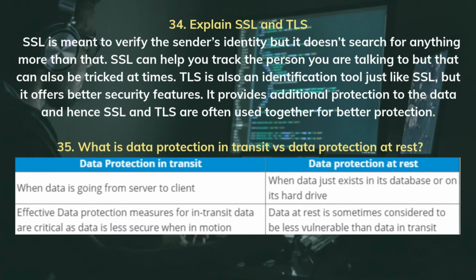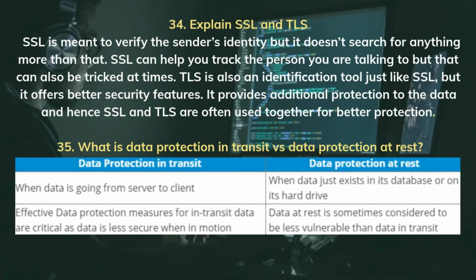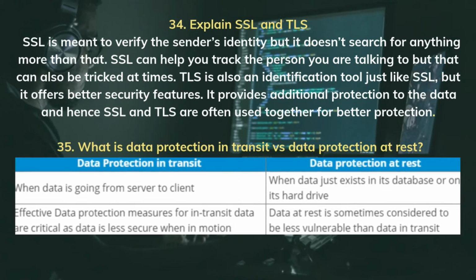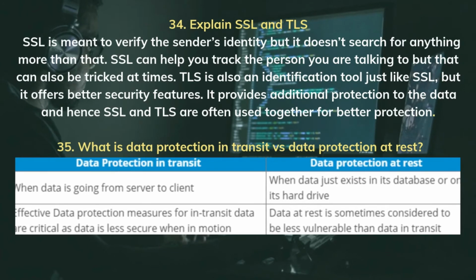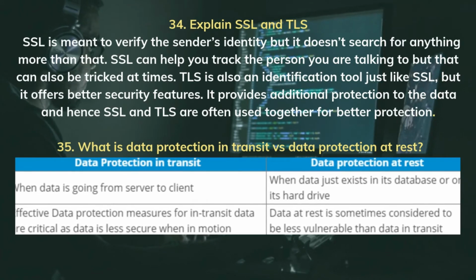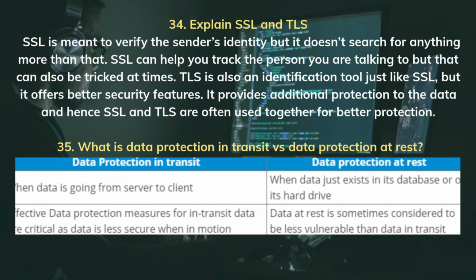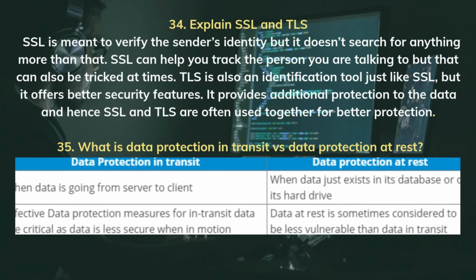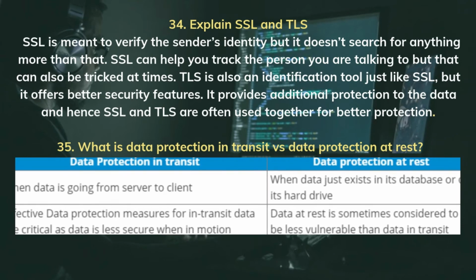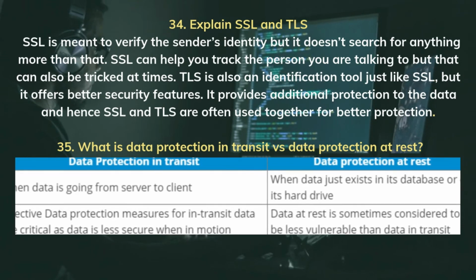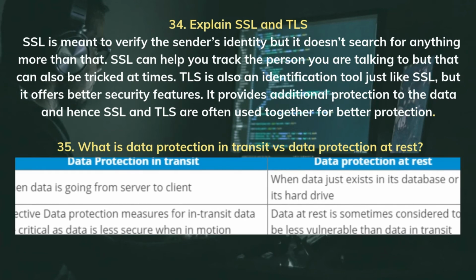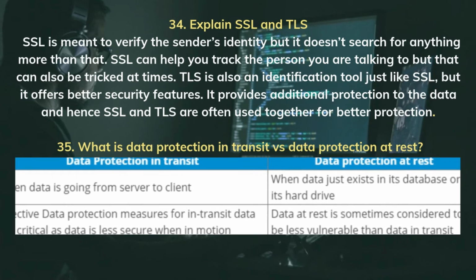34. Explain SSL and TLS. SSL is meant to verify the sender's identity, but it doesn't search for anything more than that. SSL can help you track the person you are talking to, but that can also be tricked at times. TLS is also an identification tool just like SSL, but it offers better security features. It provides additional protection to the data, and hence SSL and TLS are often used together for better protection.